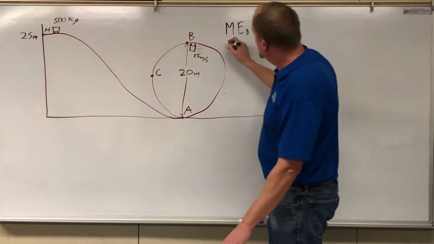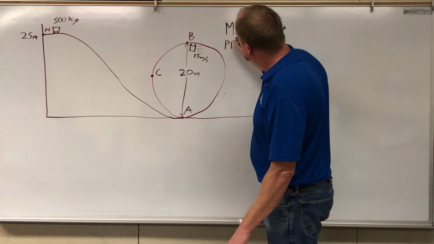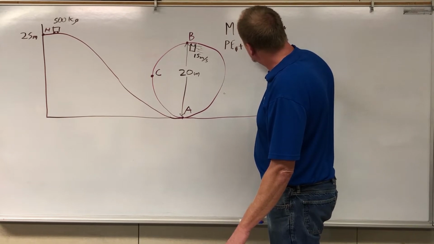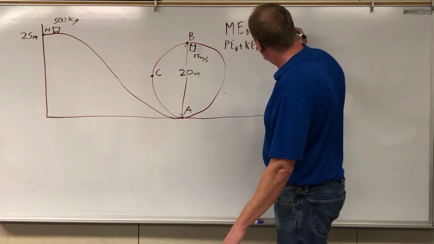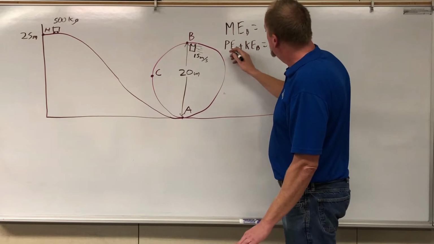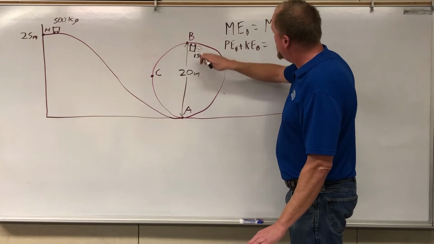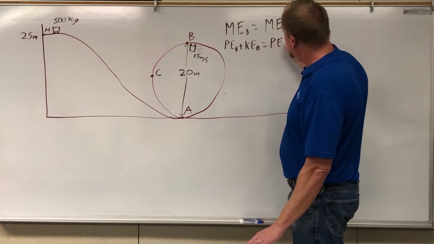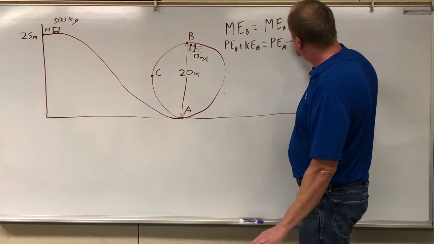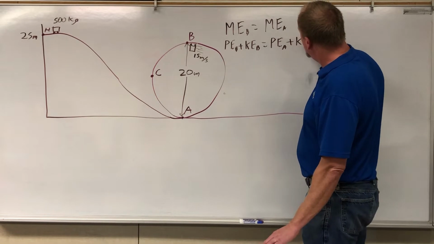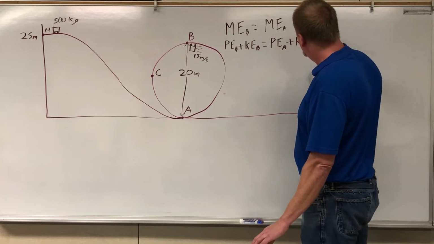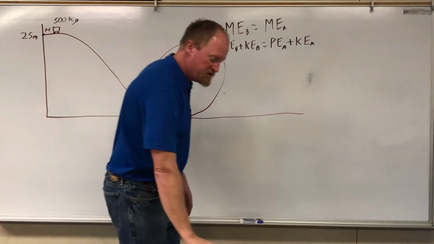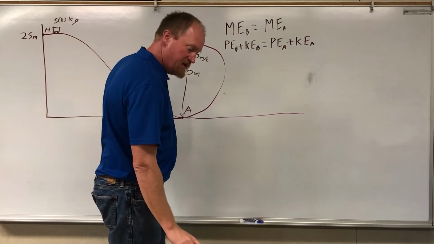So, that means the mechanical energy is potential energy plus kinetic energy. They're going to be equal, so the potential energy plus kinetic energy at B is going to equal the potential energy at A plus the kinetic energy at A. So let's go ahead and expand them with their more formulas here. I'm just writing this down.